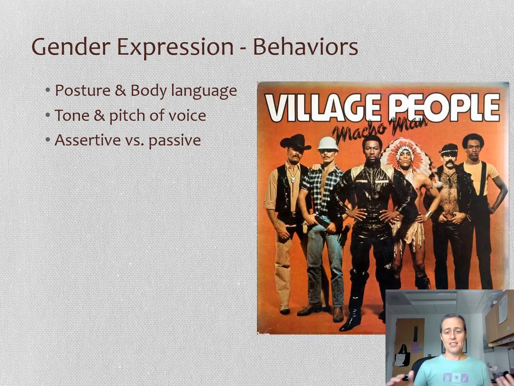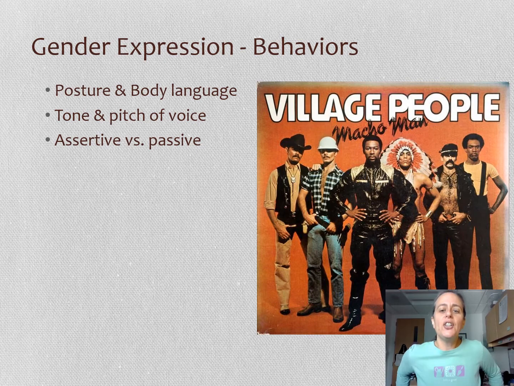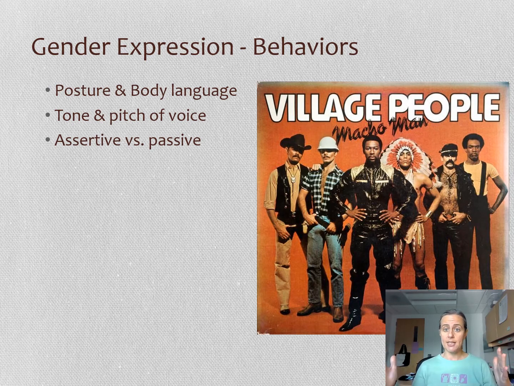So I love this album cover because I'm a child of the 70s anyway. You see here, this is the album for Macho Man, and all of these guys are facing front on to the camera. Their elbows are away from their bodies, and their knees and legs are apart. This is a very confident, almost confrontational kind of stance. This is a very traditional masculine posture.